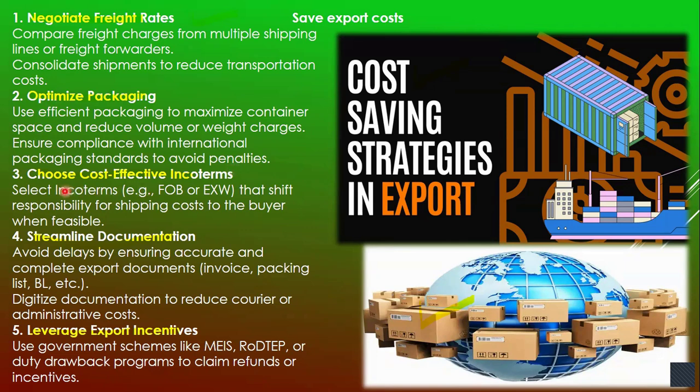Third one is choose cost effective Incoterms. For example, we are going to export from India to China, and we have booked the container as a FOB case. So in FOB case, we need to book the container from the origin side, meaning as exporter, we will book the containers and export. While booking, we can check out the freight charges with shipping line MSC, or whatever is available.